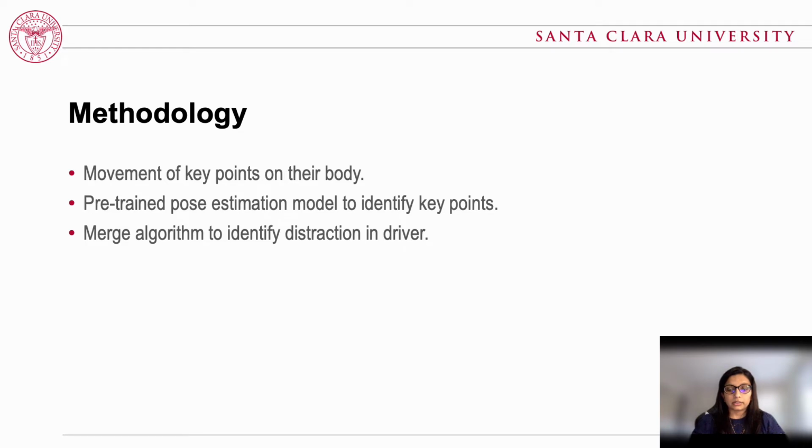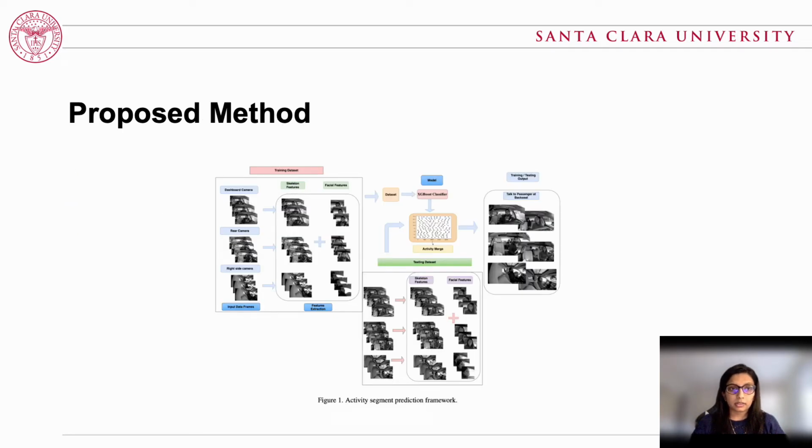This is the architecture of our proposed method. You can see that we have a training dataset from 3 different cameras, dashboard, rear, and right side, which is then passed into feature extraction, which includes skeletal feature extraction as well as facial feature extraction. This is then created into a dataset and passed into a classification model, which is an XGBoost classifier in our case, and then a merge algorithm is applied on top of it to finally give the output and define the type of distraction for a particular frame.